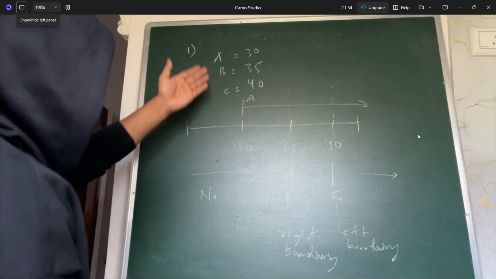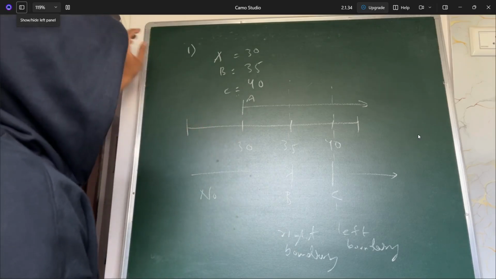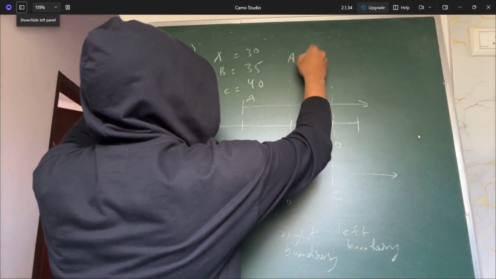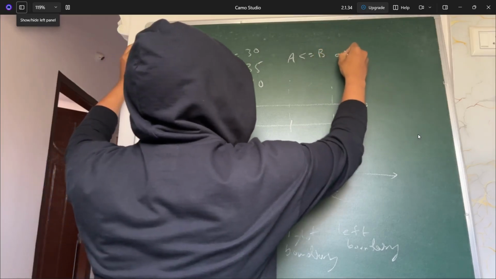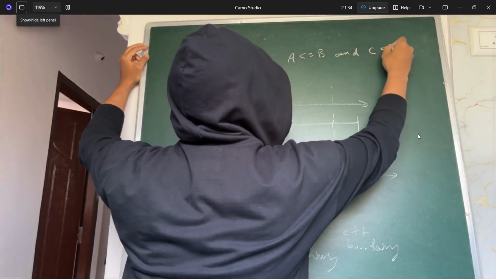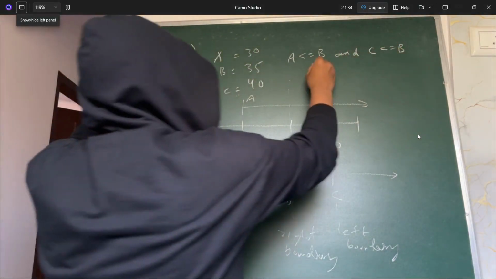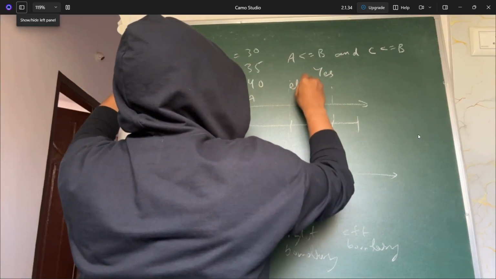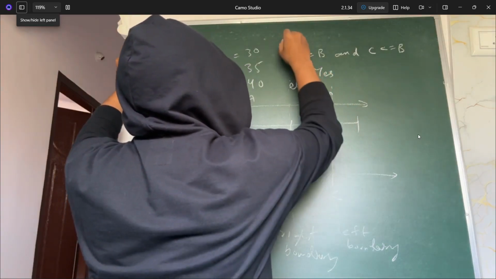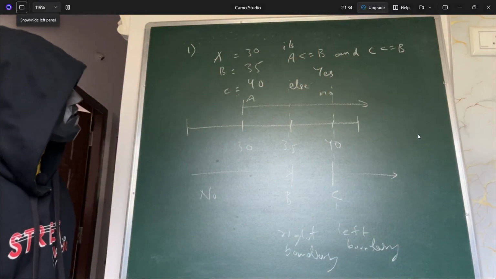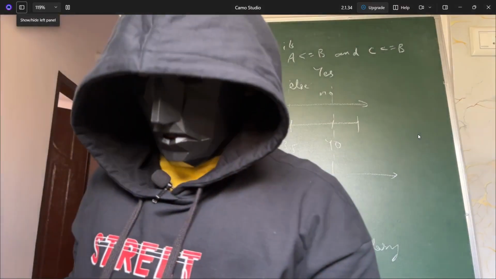And this simple condition will be: if A is less than or equal to B and C is less than or equal to B, if these two conditions hold, then we'll print yes, else no. Okay, I think pretty much you got the problem statement. Let's try to code it up.